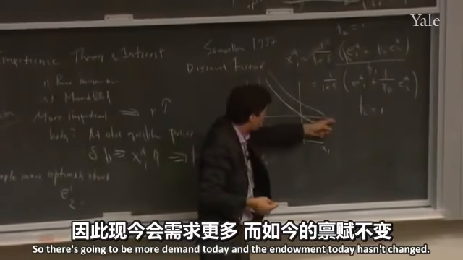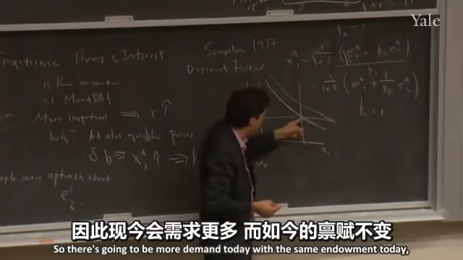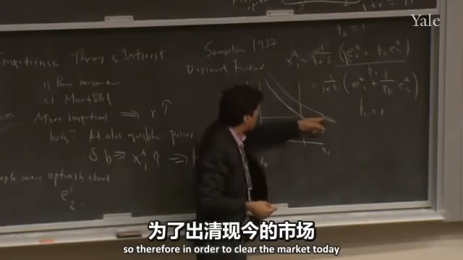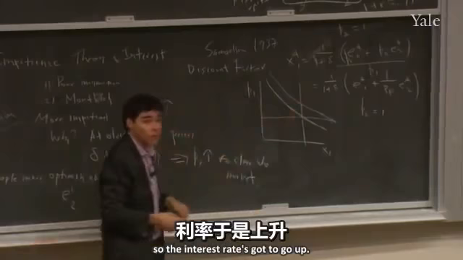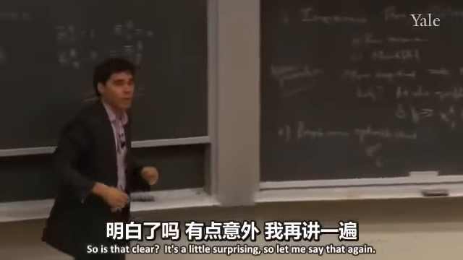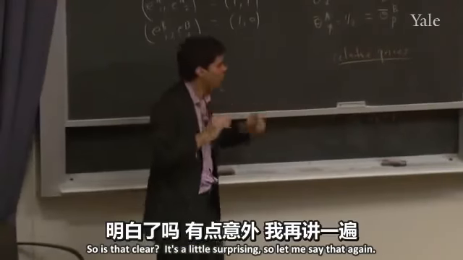So there's going to be more demand today, and the endowment today hasn't changed. So there's going to be more demand today with the same endowment today. So therefore, in order to clear the market today, you're going to have to raise P1 relative to P2. So the interest rate's got to go up. Okay, so is that clear? It's a little surprising, okay?